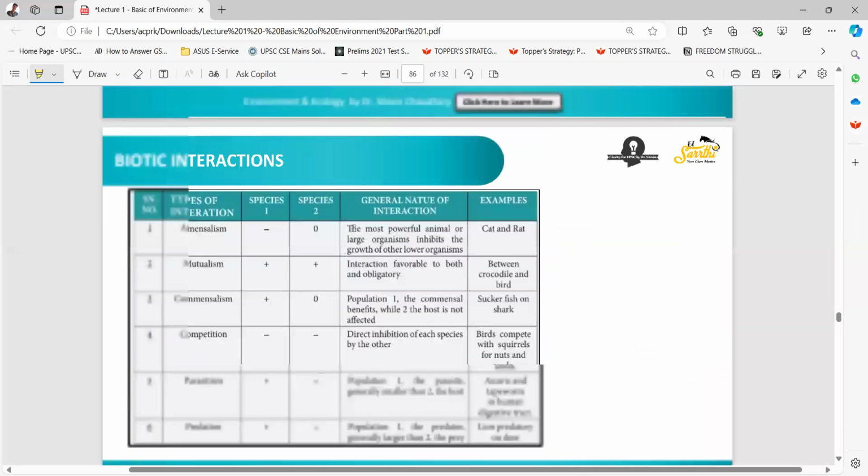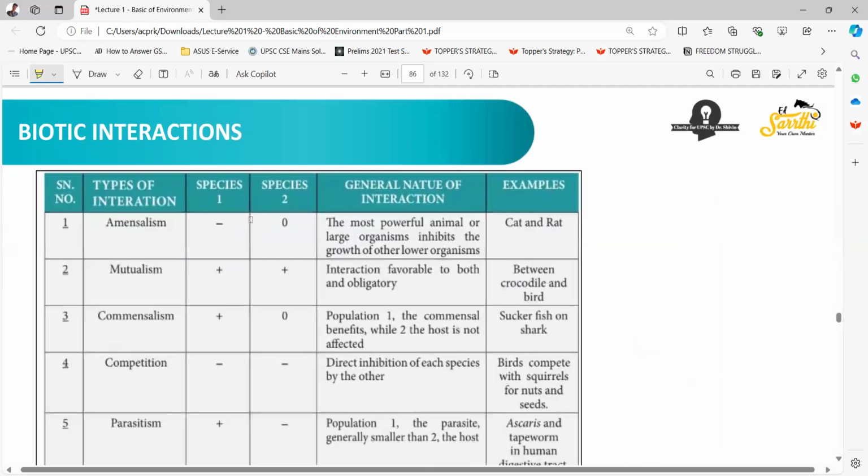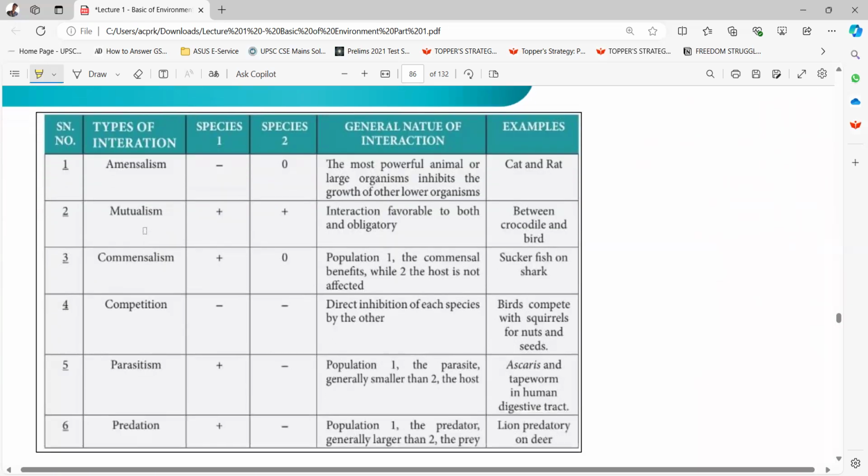Okay, interaction. Types of interaction: amensalism, species 1 minus, species 2 zero. General nature of interaction: the most powerful animal or larger organism inhibits the growth of other lower organisms. Example: cat and rat. Second is mutualism, plus and plus.